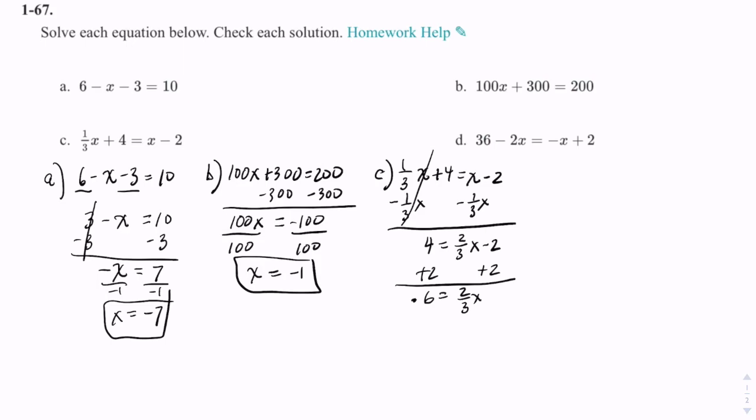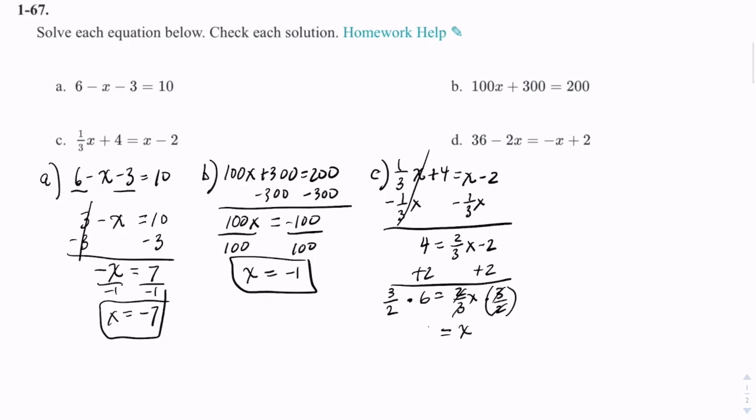And then I'll multiply both sides by the reciprocal of 2/3 because I want it to cancel, right? The 3's cancel, the 2's cancel, right? So I have x. So 3 halves times 6 is 18 halves, or 9, right? So x equals 9.